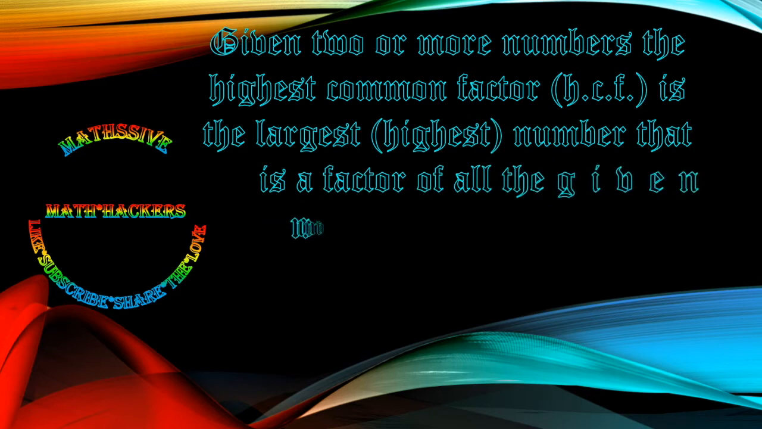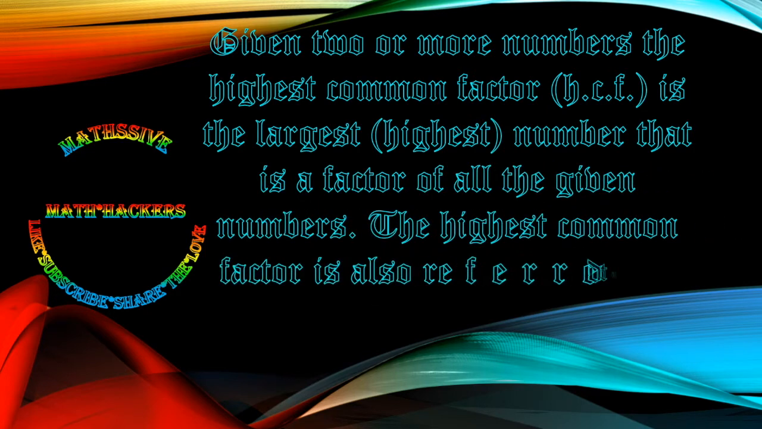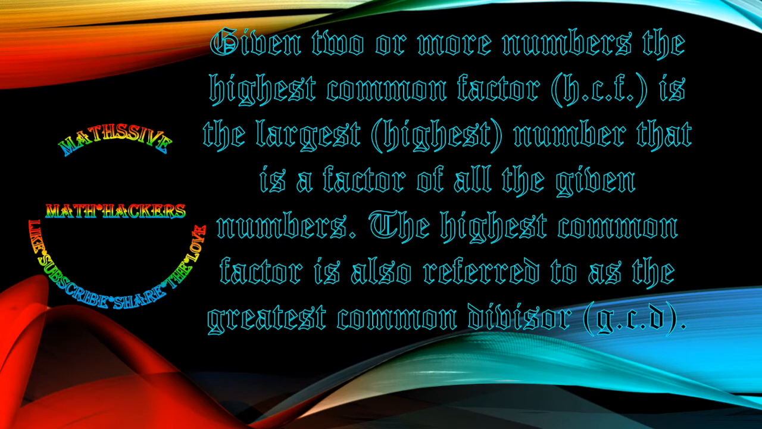Given 2 or more numbers, the highest common factor, also known as HCF, is the largest number that is a factor of all the given numbers. The highest common factor is also referred to as the greatest common divisor, also known as GCD. This is just a recap of what we learned so far.